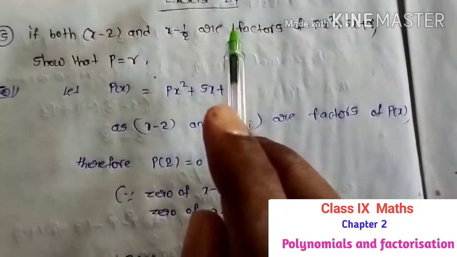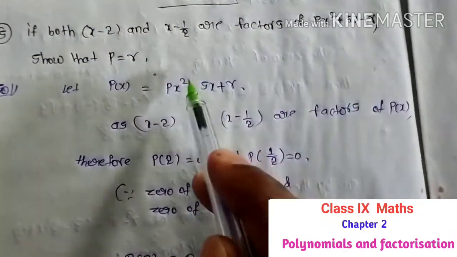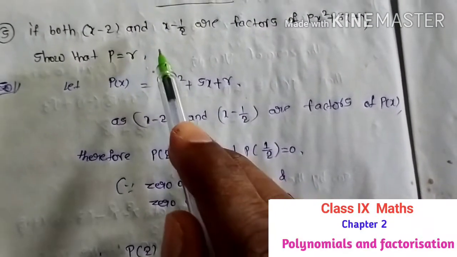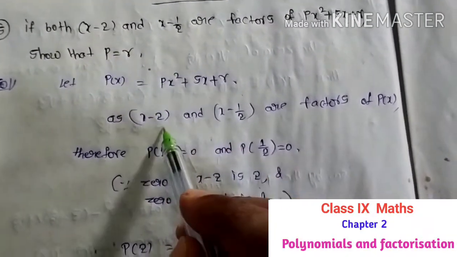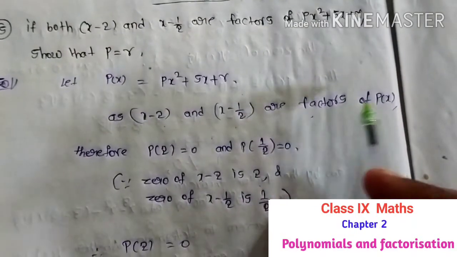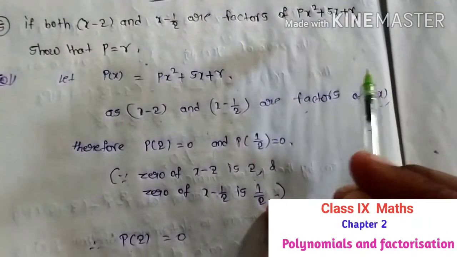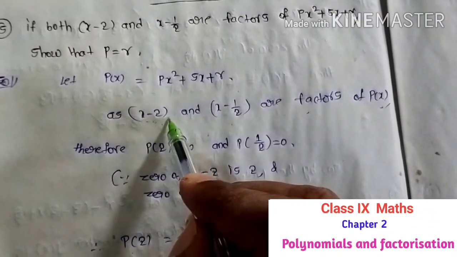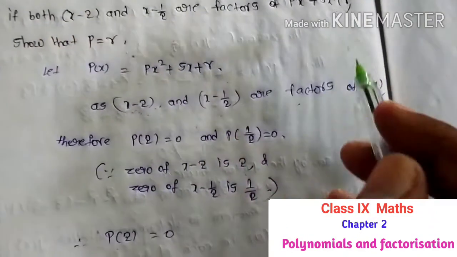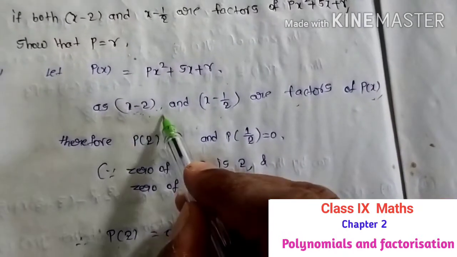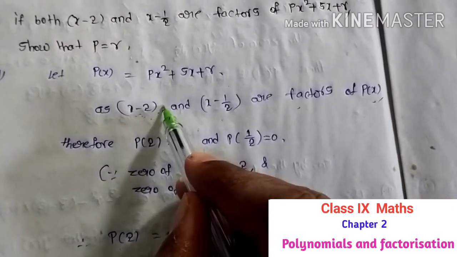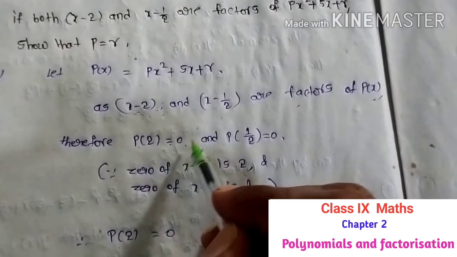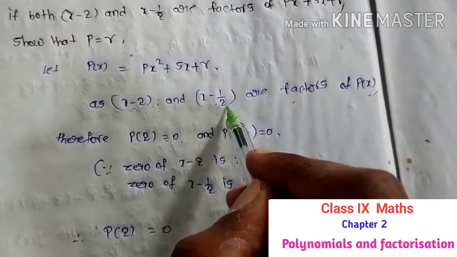First of all, I am taking let p of x is equal to px square plus 5x plus r. Already they have mentioned that x minus 2 and x minus 1 by 2 are both factors of p of x. That means what is the zero of this polynomial x minus 2? x minus 2 is equal to 0, yes or no? x minus 2 is equal to 0 means x is equal to 2. So the remainder is p of 2. I am taking p of 2 is equal to 0.